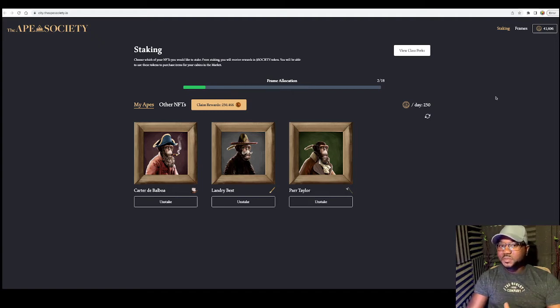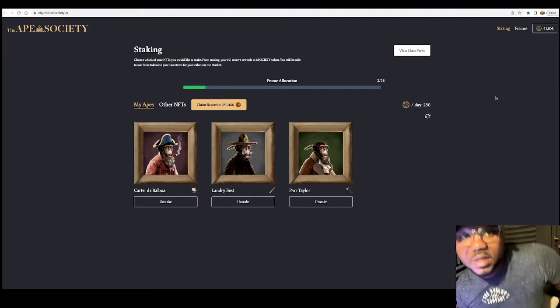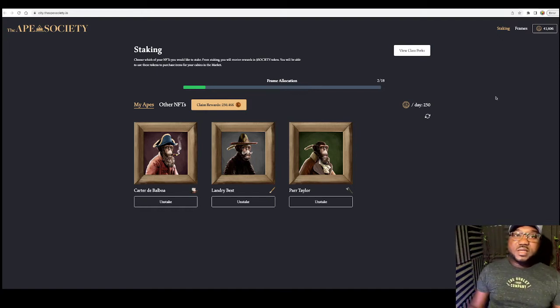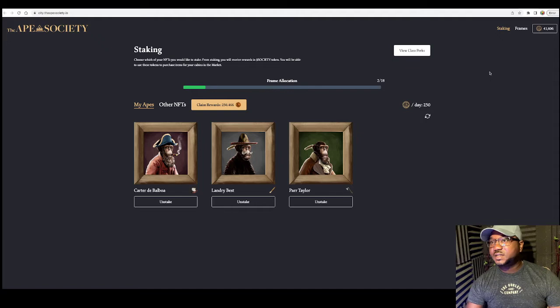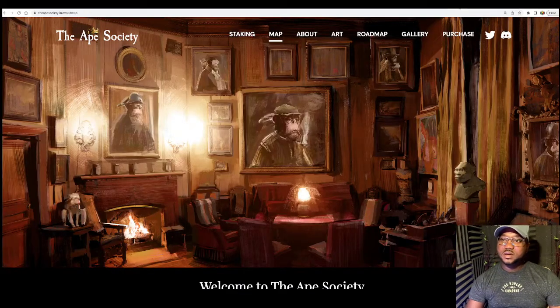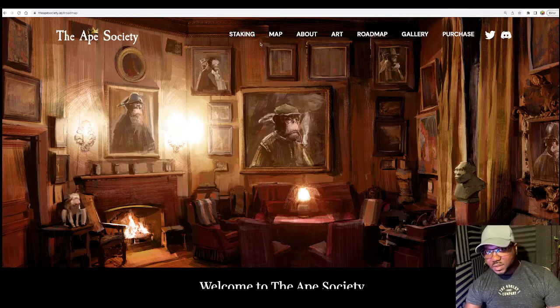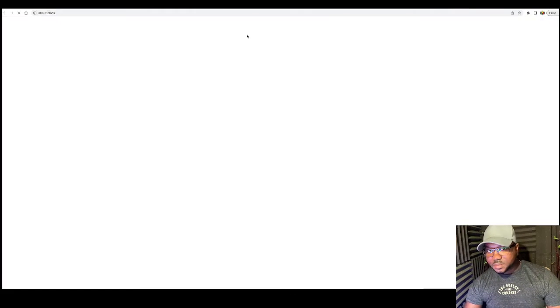Do your research. Now, another thing with staking is, as you guys know, if you're involved in the community a lot in the NFT space and cryptocurrency, when you stake, it means that you put your ape in a frame. And if you go to this website, and again, to find this website, you would go to the main page, the home page, and you would go up to the top and you would click staking.